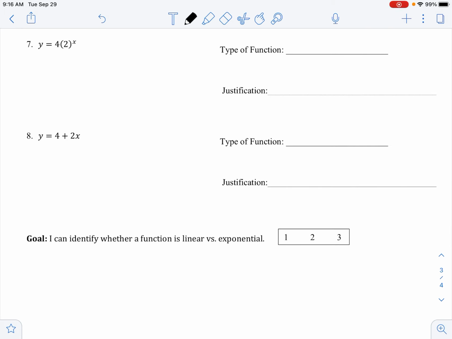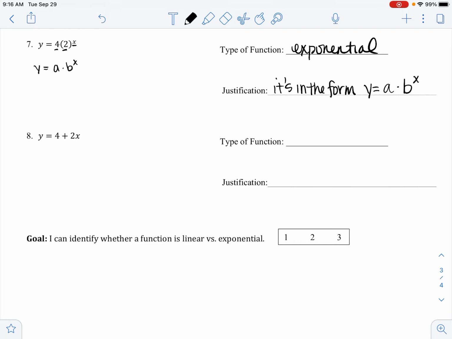Okay, the last two are just equations making sure that you can recognize which is which. So if you look at this one right here, it's in the form y equals a times b to the x. A times b to the x. So this is an exponential function. Notice there's no line for equation because it's already there. Justification, I'm going to say it's in the form y equals a times b to the x.